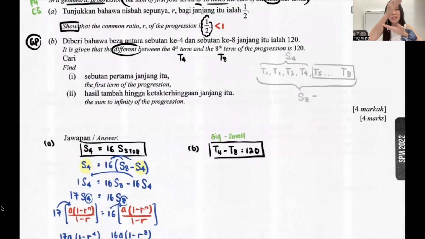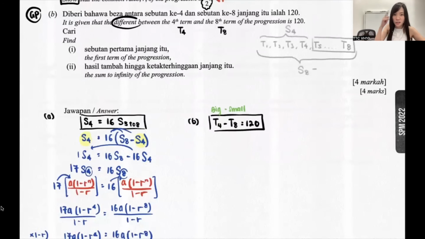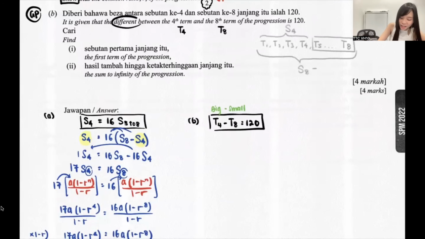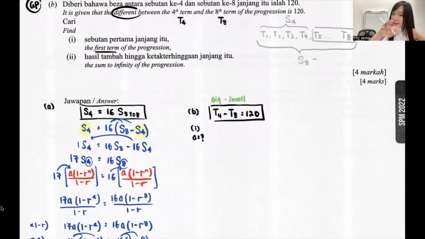1 over 2 means what? Keep dividing by 2, dividing by 2, dividing by 2. That means this progression is definitely going from big number to small number. It's a descending order. So it's quite obvious the front one is always bigger and the back one is smaller. Using your brain to think also can do, okay? So now, they say find the first term. First term is called what? A. How do I find the first term? The only thing they give you is T4 minus T8 equal to 120. I'm definitely using that.